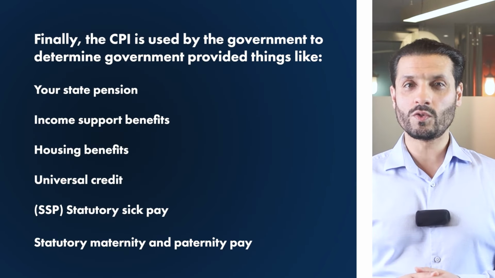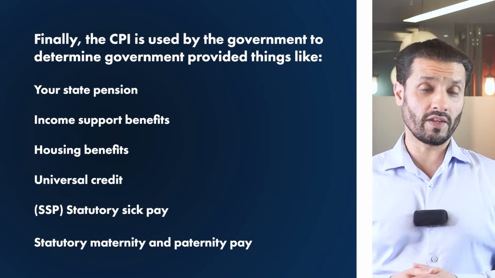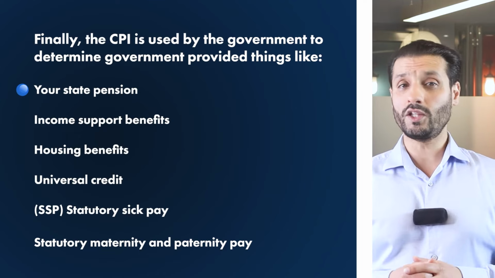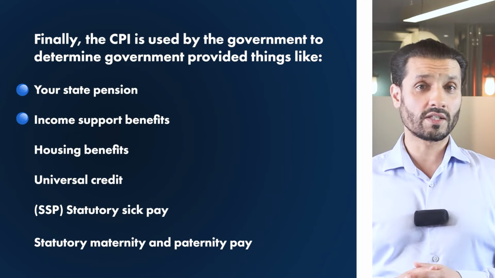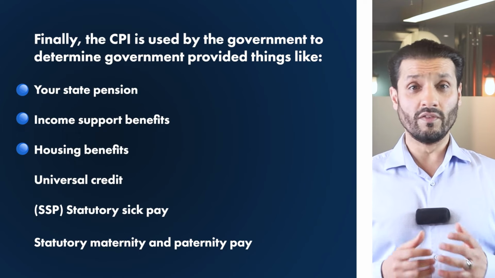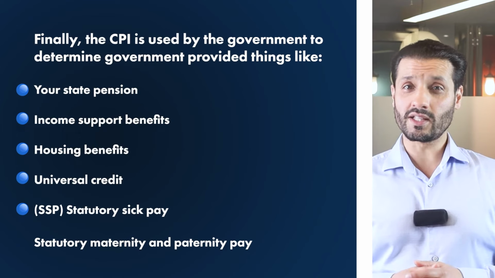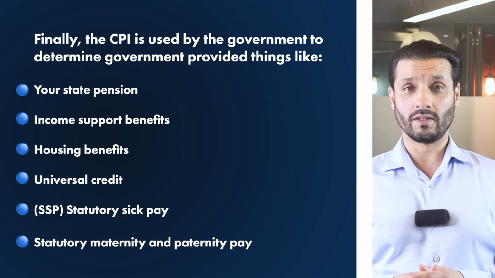Finally, the CPI is used by the government to determine government-provided things, such as your state pension, income support benefits, housing benefits, universal credit, SSP, that is statutory sick pay, statutory maternity pay, and paternity pay. Now, can you see the dichotomy of this? The government uses the lower CPI rate to raise government-provided money, but in reality, you and your business are more likely to be impacted by inflation at the CPIH or even the RPI rate, which are invariably higher.